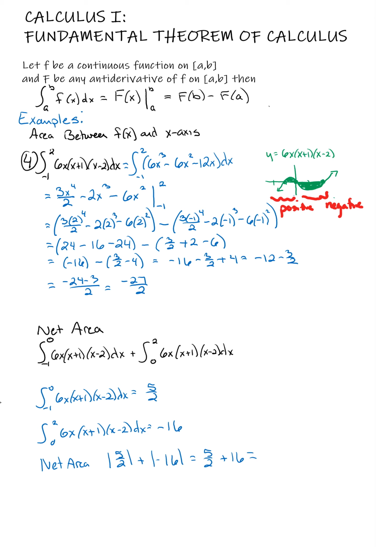Getting a common denominator, looks like we end up with 37 over 2. So the area, and sometimes we'll say area under the curve, is negative 27 over 2. However, the net area is 37 over 2. Notice the net area will always be a positive value. Well, there you go. Enjoy.